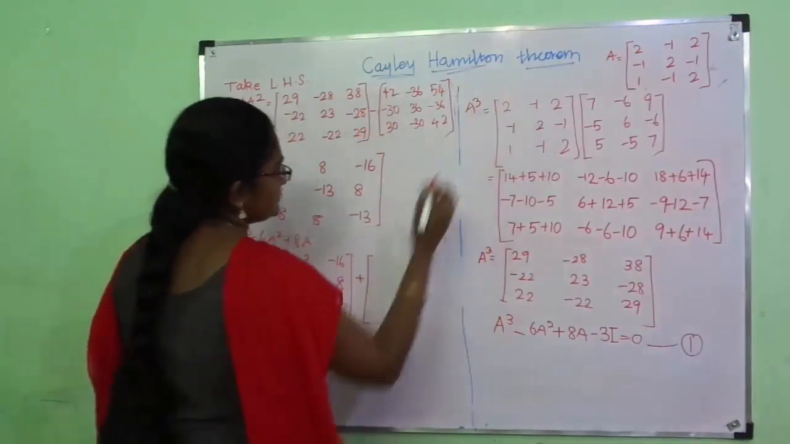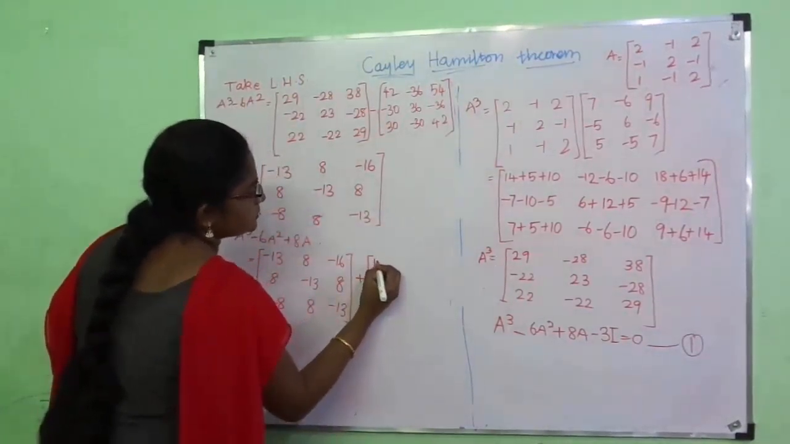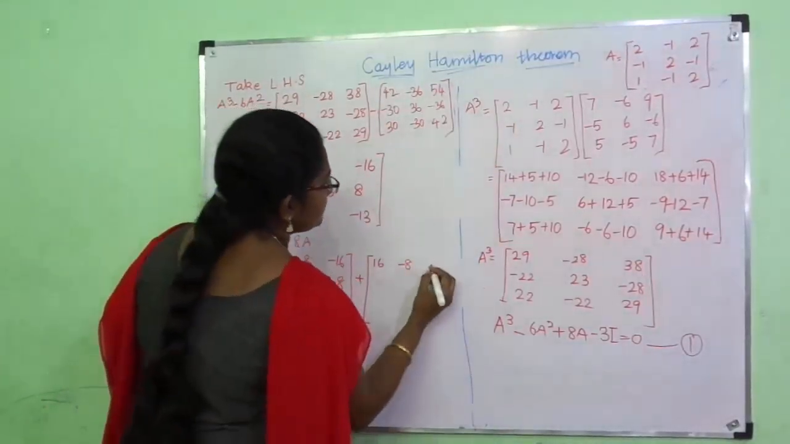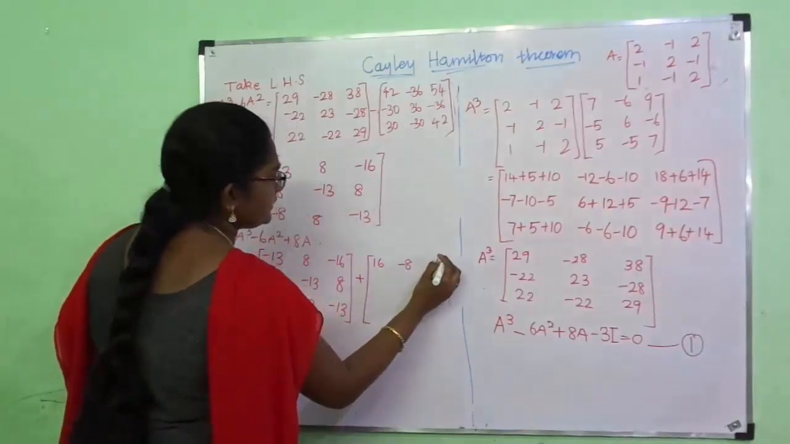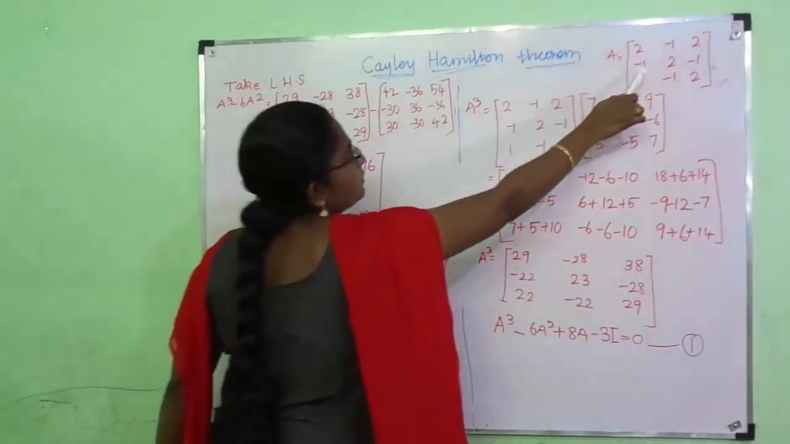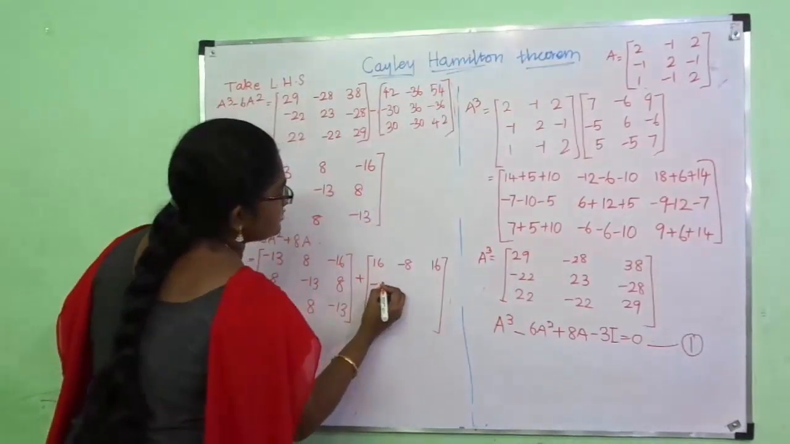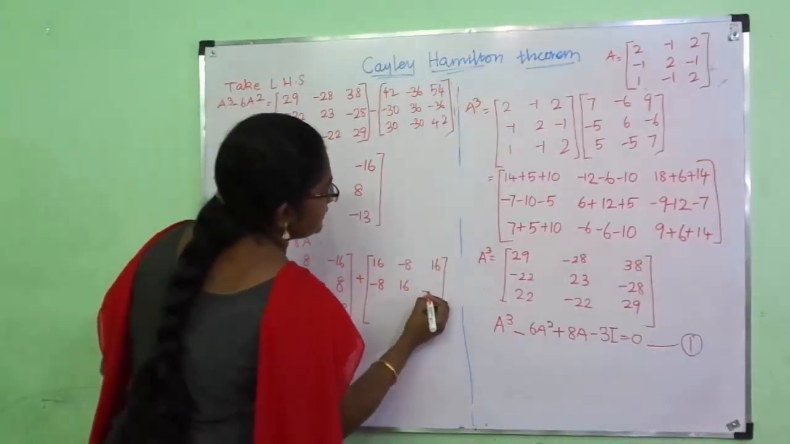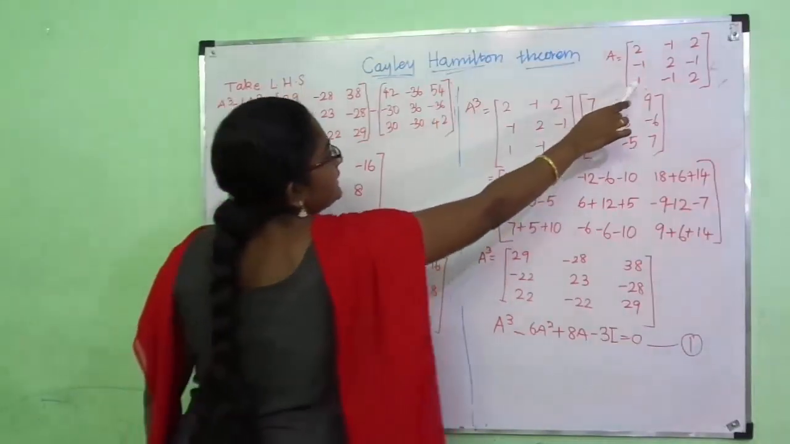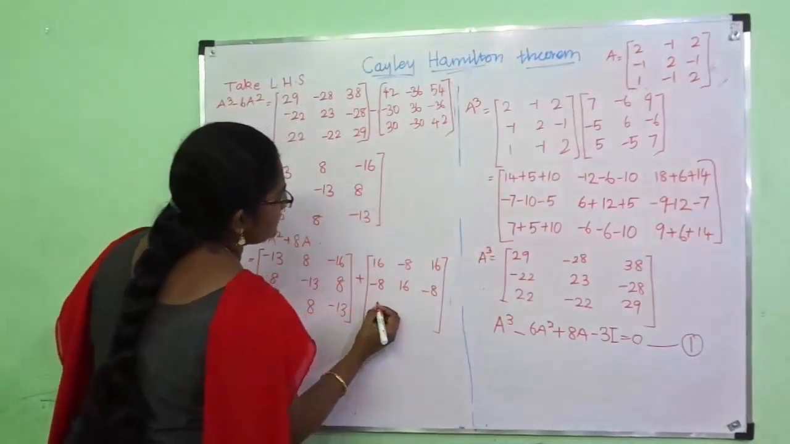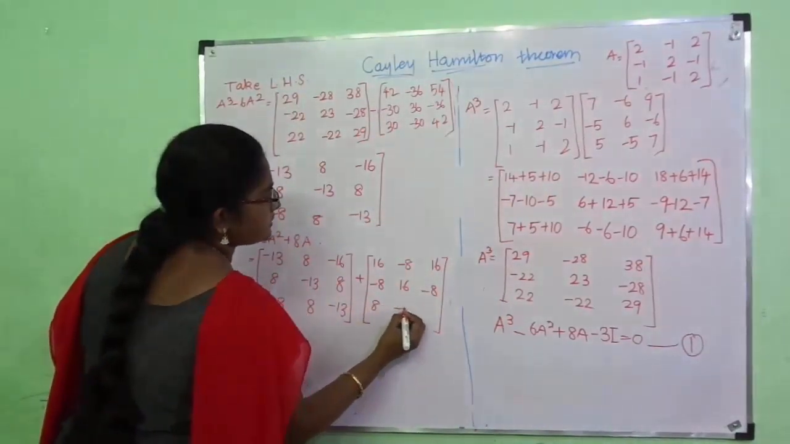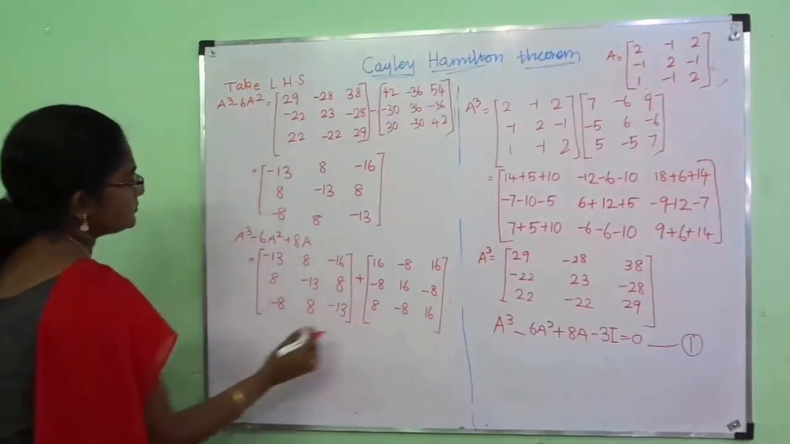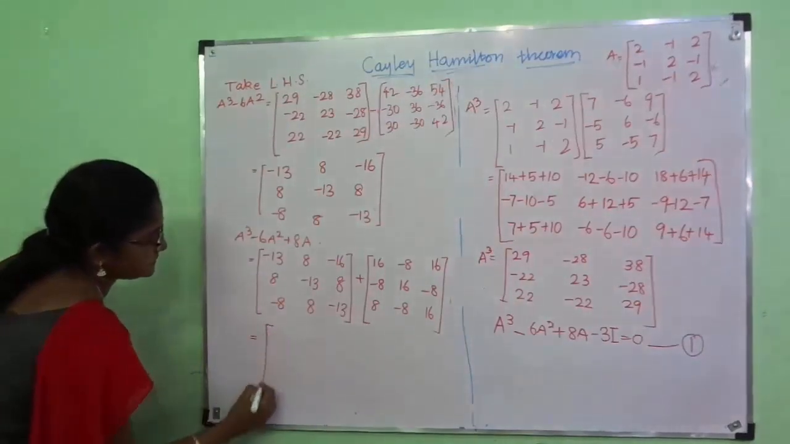Multiply 8 in the first row. 8 into 2 you get 16. 8 into minus 1, minus 8. 8 into 2 you get 16. Next multiply the second row by 8. 8 into minus 1, minus 8. 8 into 2, 16. 8 into minus 1 you get minus 8. Multiply 8 in the third row: 8 into 1, 8. 8 into minus 1, minus 8. 8 into 2, 16. Now add both matrices.